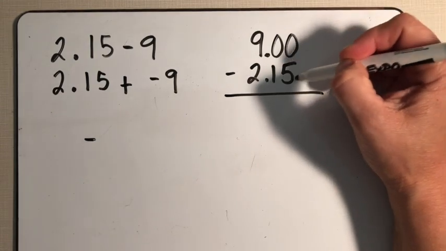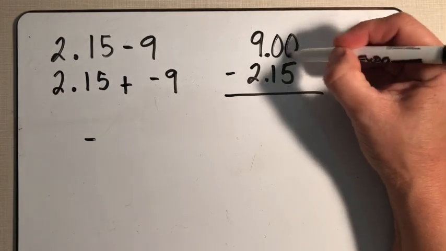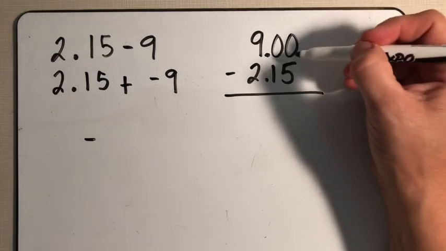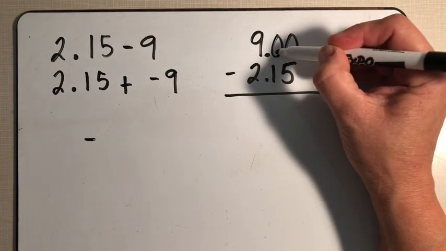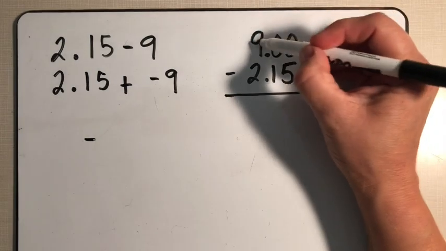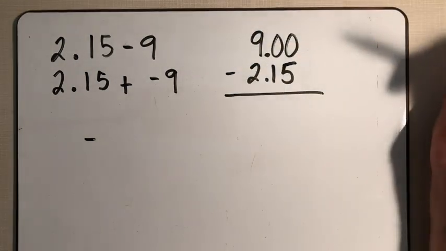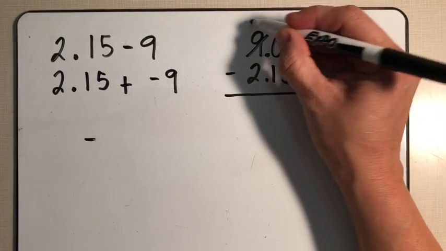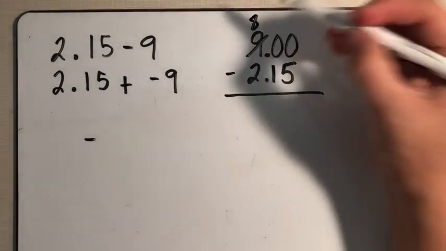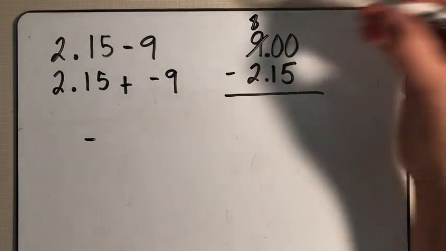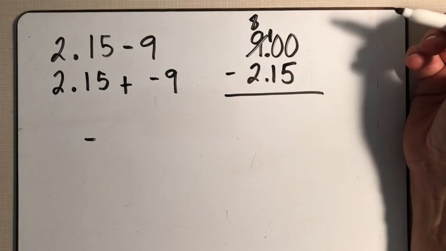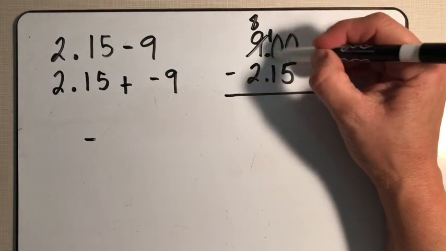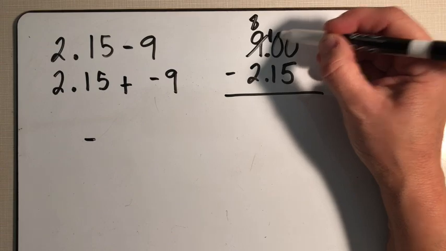So I've got to take 5 pennies away from 0 pennies. I can't do it. So I'm going to look next door and say, hey, any dimes for me to borrow from? There aren't any. So I'm going to look next door again and say, oh, I've got 9 $1 bills right here. So let's cash in one of those $1 bills. I'll have 8 $1 bills left. And I'm going to change that into 10 dimes. 10 dimes is the same as $1. I'm going to put them right here. So I've got 10 dimes to work with now.